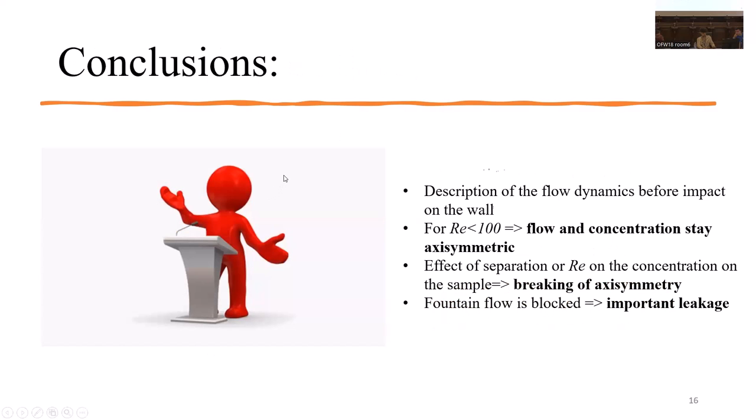So to conclude, I presented the flow dynamics where the flow comes from two circular injectors on the top wall, and we have seen that when the flow stays axisymmetric, the concentration stays axisymmetric too. However, when the axisymmetry is broken, we've got an effect of lambda, the spacing between both injectors. And when the fountain flow is blocked, we've got an unperturbed leakage, and the mean concentration on the sample is minimum.